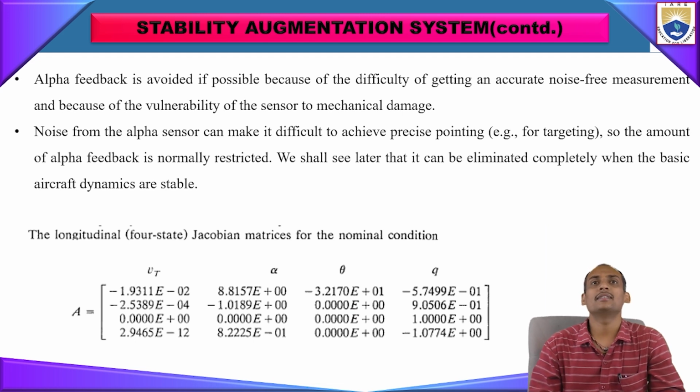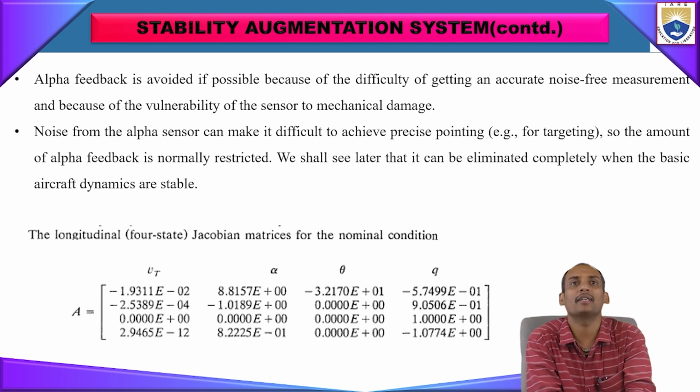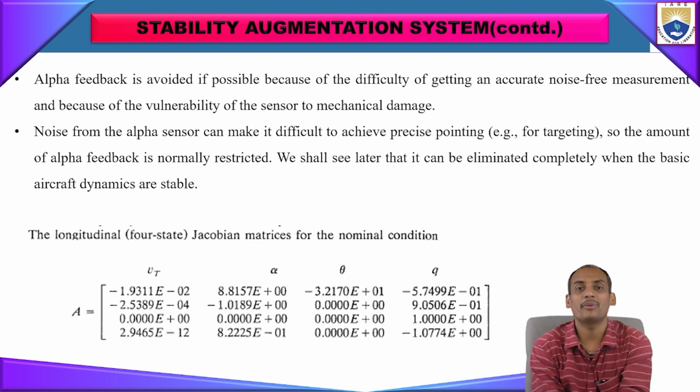So that alpha feedback is avoided, if only because of the difficulty of getting accurate, noise-free measurement, and because of the vulnerability of the sensor to mechanical damage. Generally we can avoid this feedback whenever we want to avoid that noise and sensor mechanical damage.